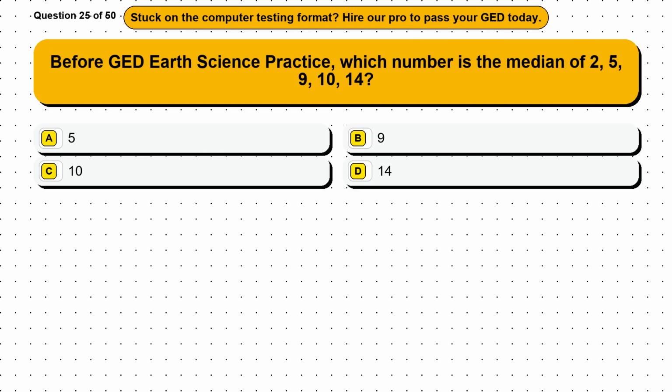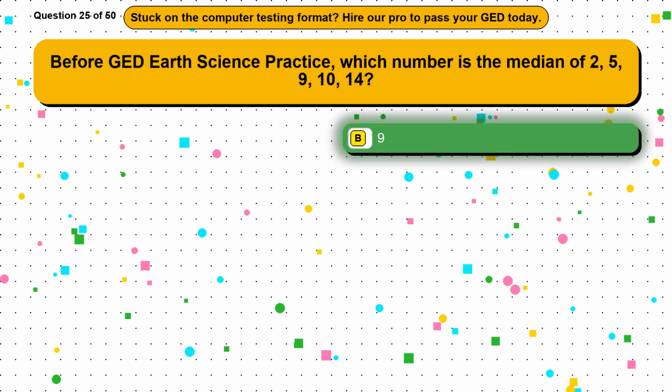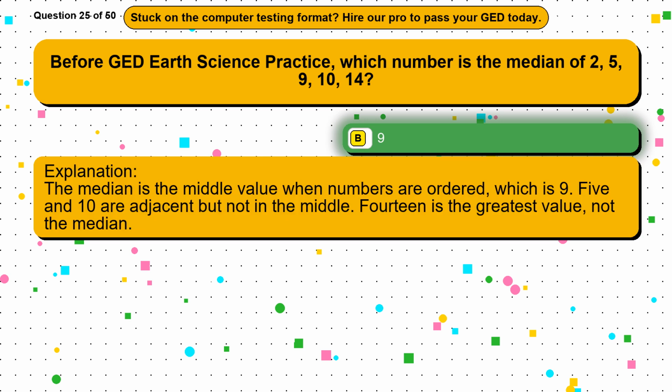Question 25. Before GED Earth Science Practice, which number is the median of 2, 5, 9, 10, 14? Option A 5. Option B 9. Option C 10. Option D 14. The correct answer is option B. 9. The median is the middle value when numbers are ordered, which is 9. 5 and 10 are adjacent but not in the middle. 14 is the greatest value, not the median.